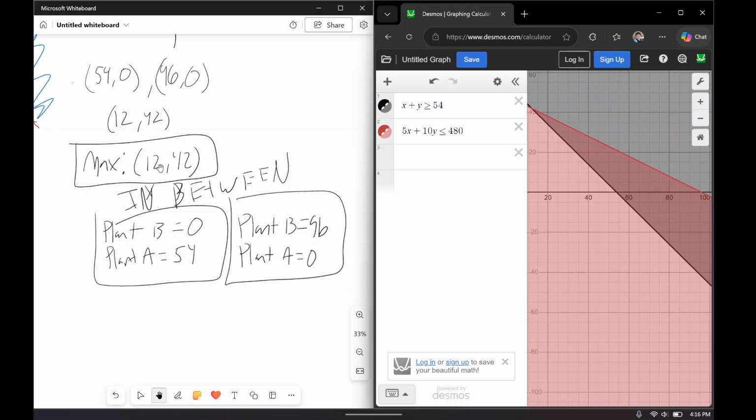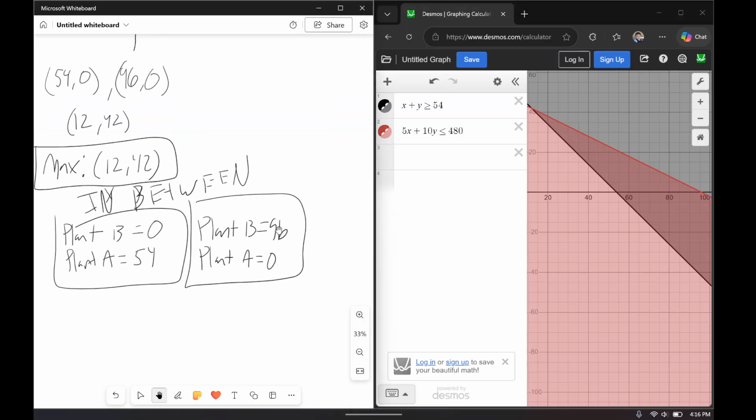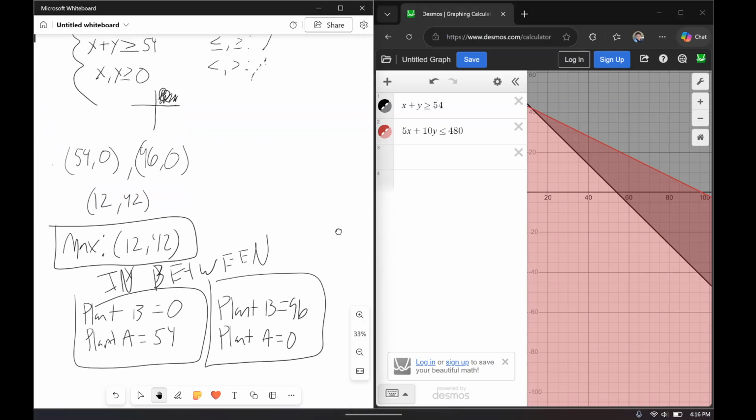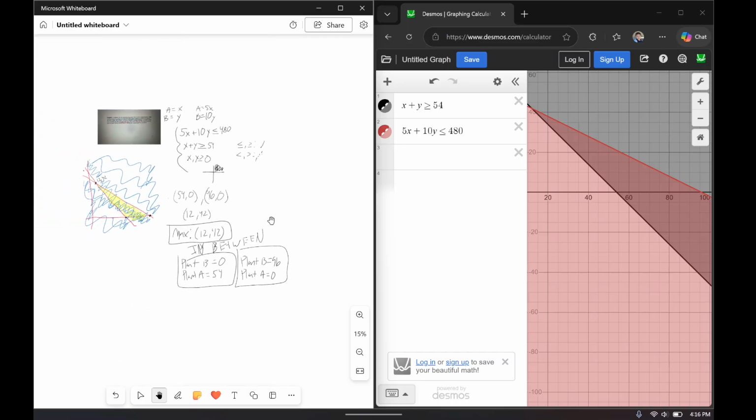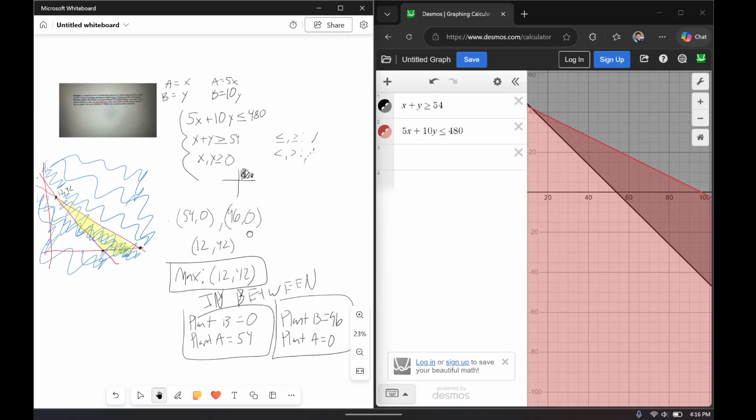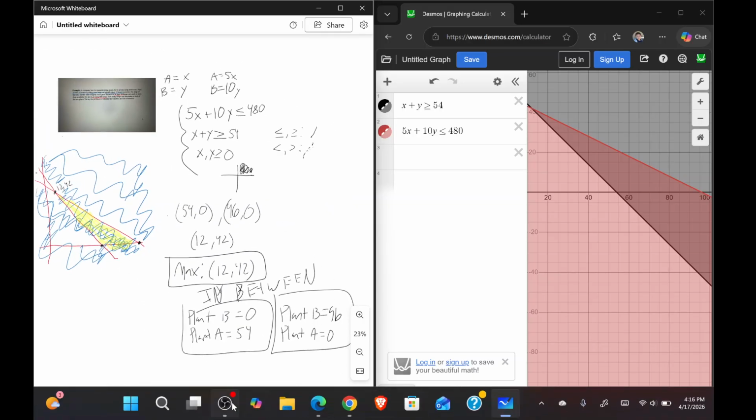So plant A can't go over 12 hours. Plant B can't go over 42 hours. And if plant B makes 0, plant A has to make 54 in order to reach the requirement. If plant A makes 0, then plant B has to make 96 lamps in order to meet the requirement. So again, I don't know how to put that into an answer, but hopefully you understand. But yeah, that should be it, and hopefully you understand.